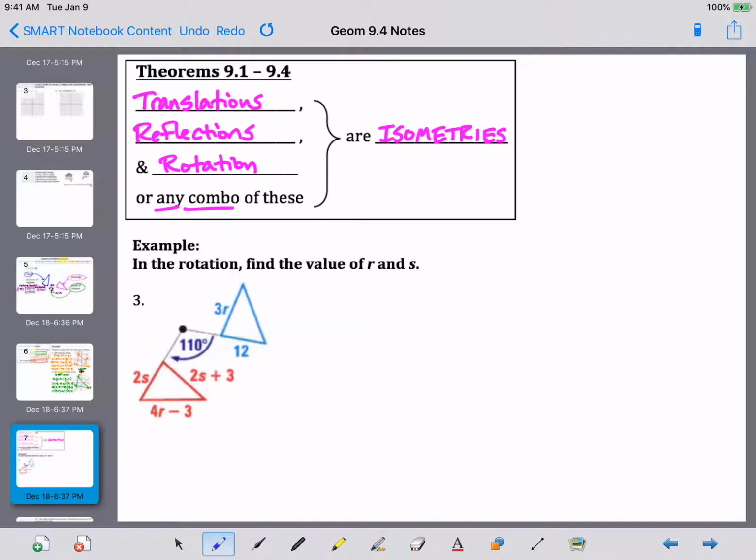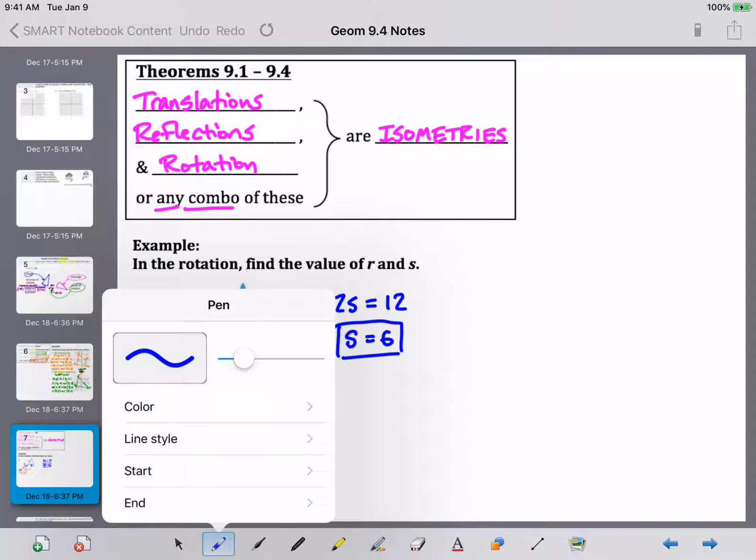So we've got this 2s right here. So that's this shortest side. That matches up with this 12 right here. So even though you rotated it 110 degrees clockwise, that 2s has to still equal that side of 12. So we can see there, s would equal 6.